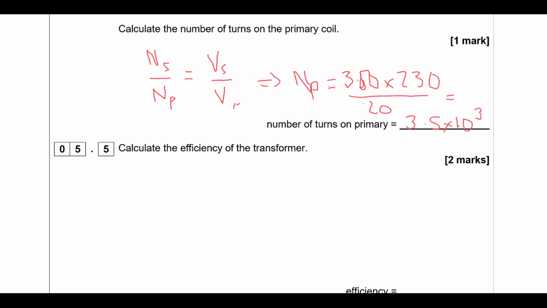Calculate the efficiency of the core. So efficiency is power out over power in. We already know the power out is 65. The power in we can do by multiplying voltage by current.